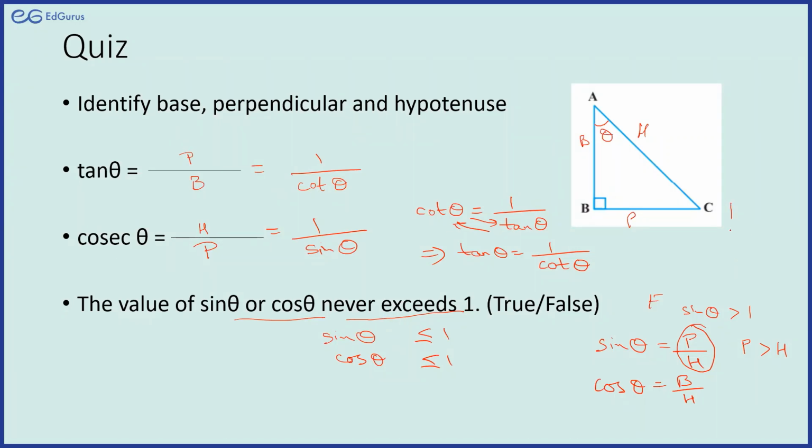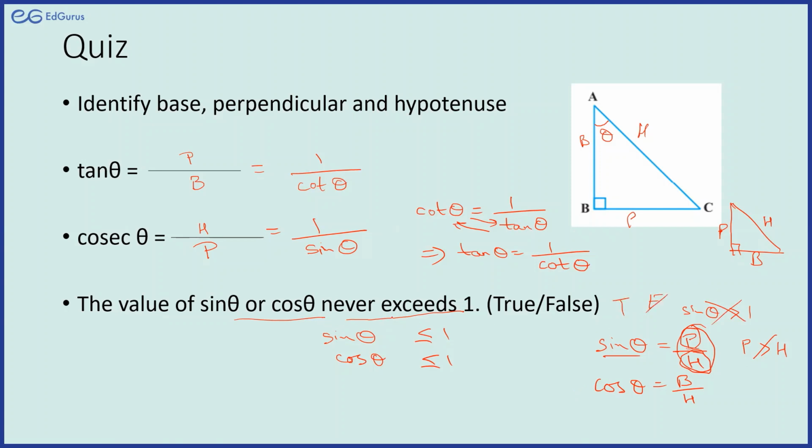This is my right angle triangle. This is the hypotenuse, this is the perpendicular, this is the base. No, ma'am, because the hypotenuse is the longest side of a triangle. So this is not possible. And if this is not possible, that means the numerator will always be less than the denominator. So sin theta can never be more than 1. So this statement is true.